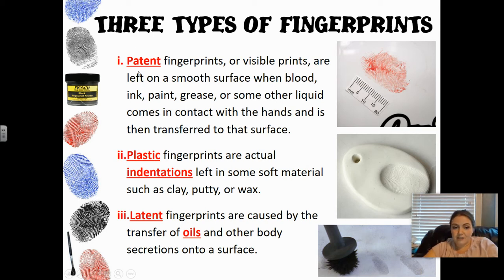So we have our patent and latent, which sound a lot alike. Patent is visible, so we can already see them. Take a picture of it. Latent is things that I'm going to have to dust for. I'm going to have to dust surfaces to see if they come up. Or there are a lot of different types of chemicals that can make prints visible.